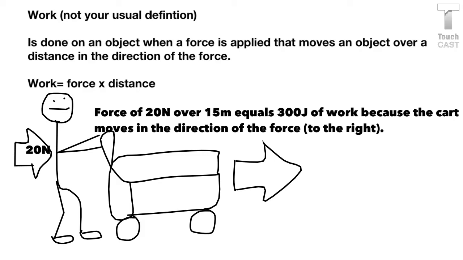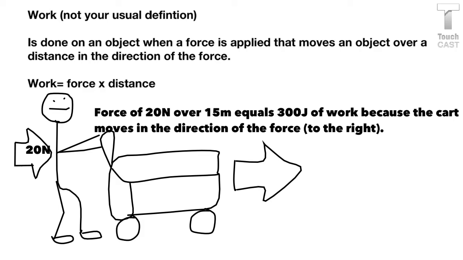So here is my picture for you. Pushing a shopping cart, pushing it 20 newtons. The push moves towards the right. The object has wheels, so we've decreased the amount of friction. It's able to move, and it moves over 15 meters. So 20 newtons times 15 meters equals 300 joules of work because the cart is moving in the direction of the force, or to the right.